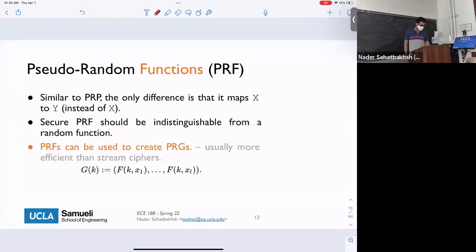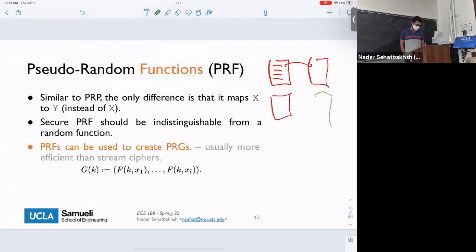Let's focus on the first one first. The idea of key expansion is using something called pseudo-random functions. Pseudo-random functions are very similar to pseudo-random permutations. The only difference is that when we are doing the mapping, we're not mapping from the same domain to the same domain. We're actually mapping from X to another domain Y. Again, the mapping has to be one-to-one, but we map from one domain to another domain. That's the biggest difference between pseudo-random functions and pseudo-random permutations.